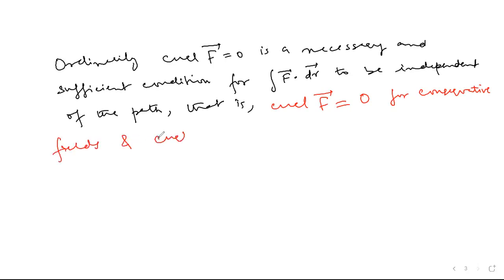and curl F is not equal to 0 for non-conservative fields, right? So if you have to check some force field is conservative or non-conservative, you calculate the curl of that field. If curl F is 0, then the field is conservative. And if curl F is non-zero, the field F is non-conservative, right?